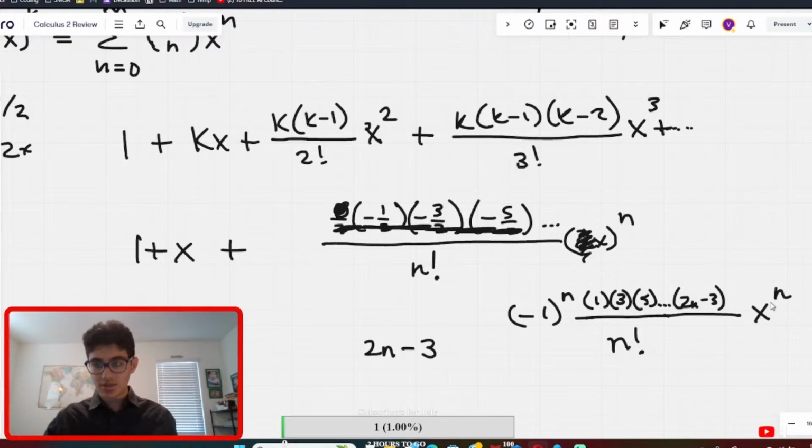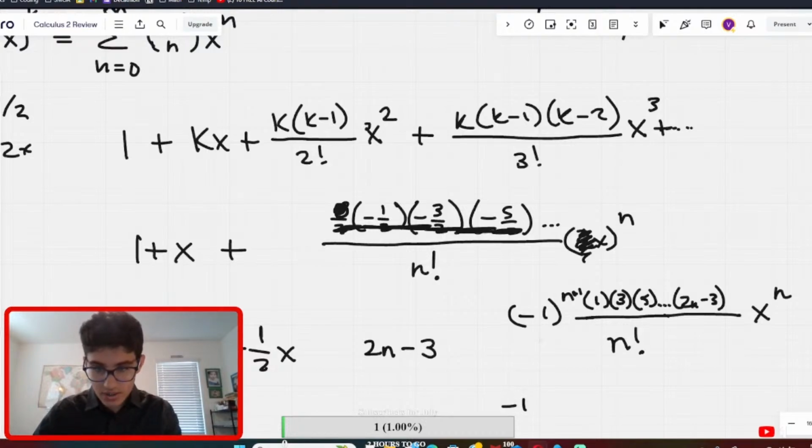If you put in n equals 2, then this part works out, this part works out. With n equals 2, we had 1/2, -1/2 x squared, right? We had that. So the negative is there, which means that this is an odd number. So we just make this n plus 1, so that the signs match. Now our final answer here is -1 to the n plus 1.